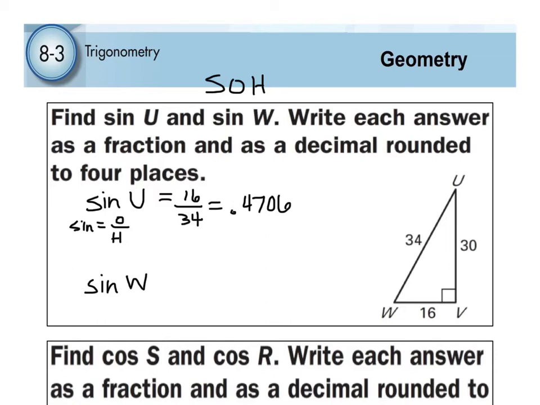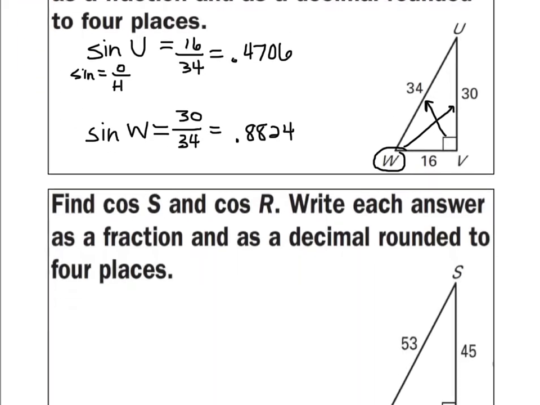Okay? So, next one. The sine of angle W. Well, as we look here at W, W is right here. The side opposite of W is 30. The hypotenuse is still 34. Remember, the hypotenuse is always opposite of the right angle. And if I divide 30 by 34, this is 0.8824 as my decimal. Okay.